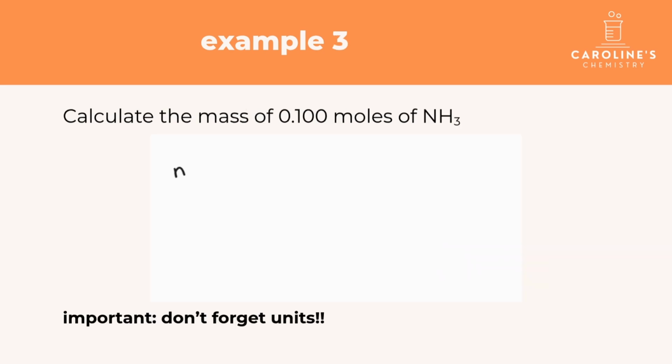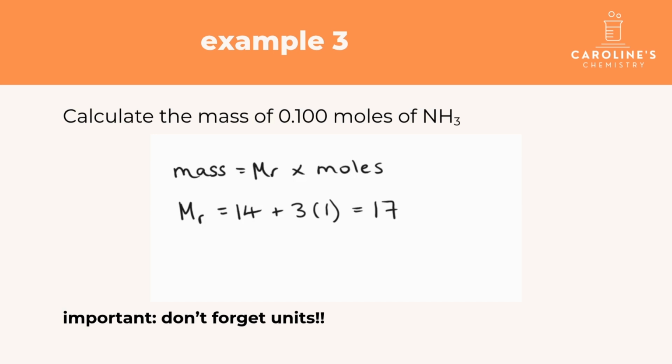So first we need to rearrange the equation. Mass is equal to MR times by moles. In order to work out the MR, we're going to take the 1 nitrogen, 14, and add that to the 3 hydrogens. So the MR of the ammonia is 17. Now let's put this back into the equation. So 17, the MR, times by the moles, 0.1, gives us overall 1.7. And this is mass, so don't forget your standard units, 1.7 grams.